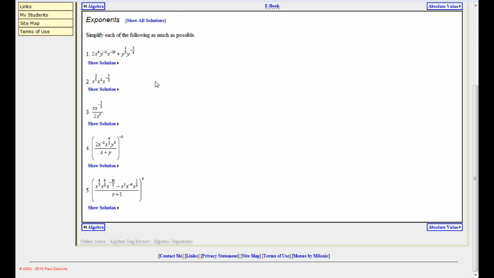So the first one is 2x to the 4th power times y to the negative 3rd power times x to the negative 19th power plus y to the 1/3 power times y to the negative 3/4 power.